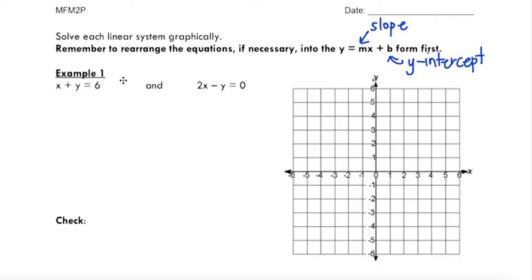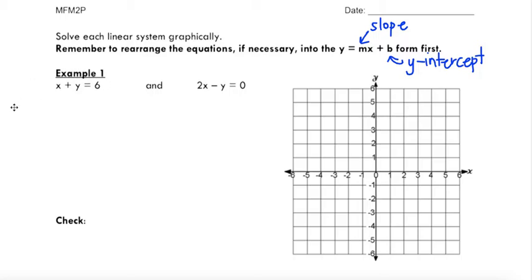So for this first example, I'll do the first equation finding the x- and y-intercepts and plotting those, and then I'll do this second one by converting it into slope-intercept form. So you have an idea of how to do it both ways.